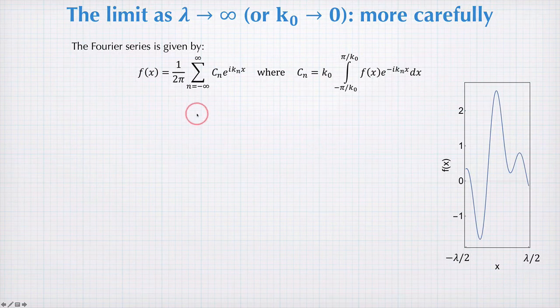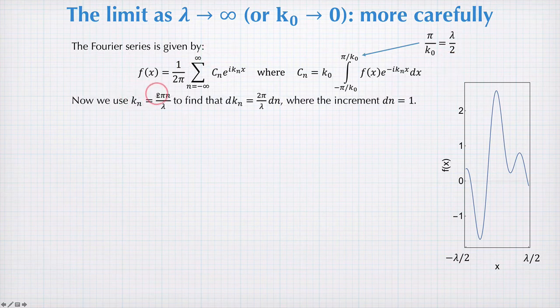So let's go through this step by step a little more formally. So here's our Fourier series, and here is the value for Cn, which is evaluated through this integral here. A couple of notes: we've changed the limits of the integration, they're normally expressed as negative lambda on 2 to plus lambda on 2, to plus and minus pi on k naught through this substitution here. Also noting that Kn is 2 pi n on lambda, and if you take increments of dKn, then you find that dKn is equal to 2 pi on lambda times dn. But the increment dn is always equal to 1. So we're going to use these increments in the next line below.